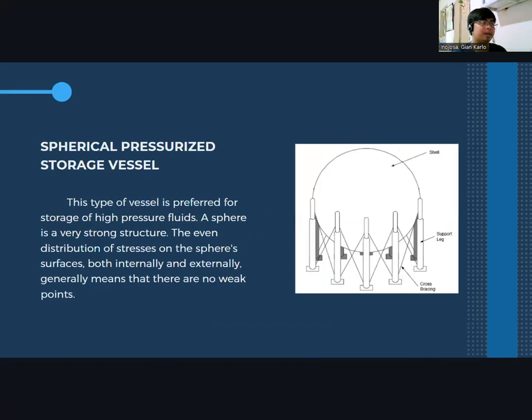Next is the spherical pressurized storage vessel. This type of vessel is preferred for storage of high-pressure liquids because the sphere is a very strong structure, and an advantage of this is the even distribution of stresses both internally and externally. Generally this means that there are no weak points in this kind of pressure vessel.